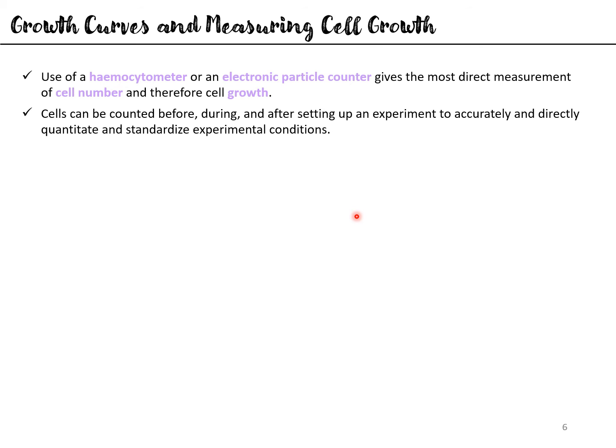But for counting of the cells, keep in mind that if they are adherent in nature, then they have to be detached from the surface of the cell culture dishes to allow for counting. And if you're dealing with suspension cultures, then it actually becomes much simpler.